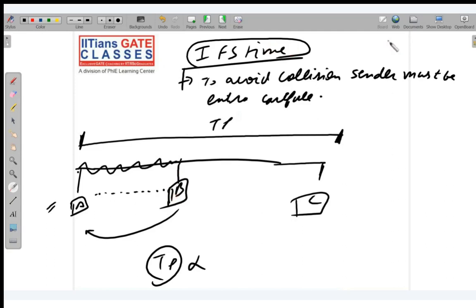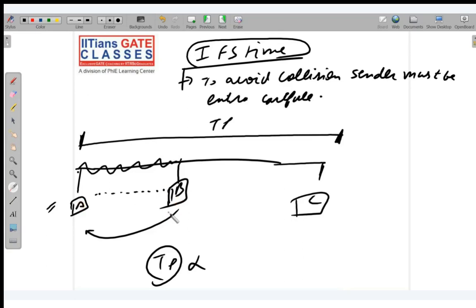So now I am telling you what IFS time is. See, write it. IFS is the time needed for a signal to reach the given station from the station which is far behind the given station. Okay, that is IFS time.